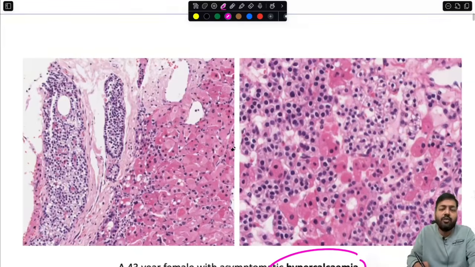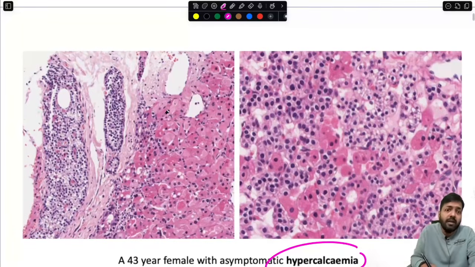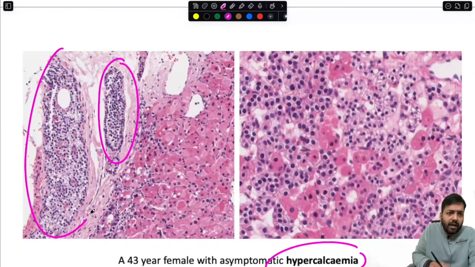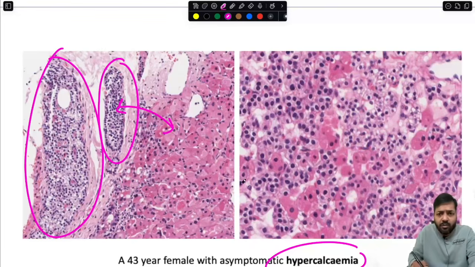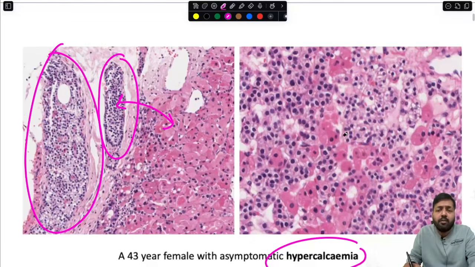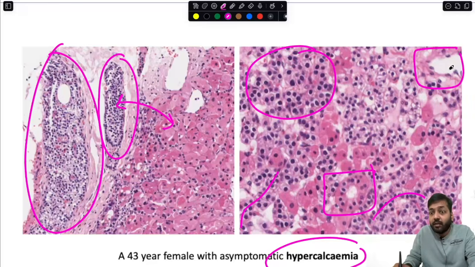So what you can appreciate over here is a well circumscribed tumor, which is showing a compressed normal parathyroid gland, the cells of which are quite small as compared to the tumor cells. Now if you look at the arrangement of the tumor cells, they are growing in the form of solid islands as well as in the form of cords, follicles and microcysts.